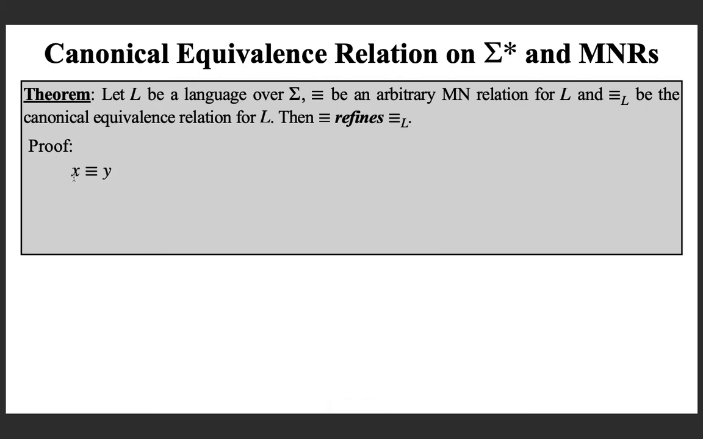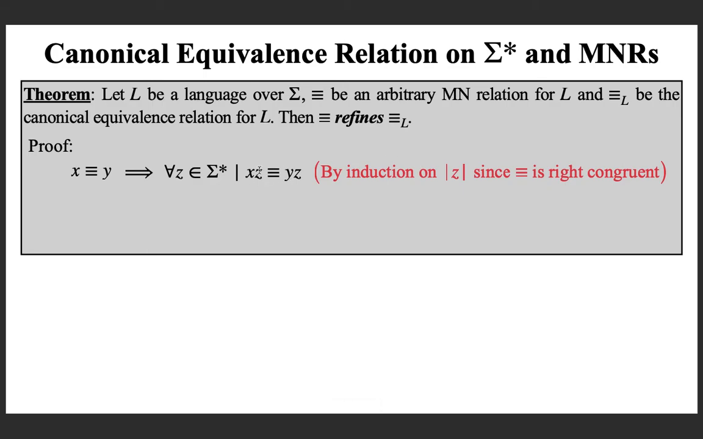Suppose x and y are related by the MN relation. So an arbitrary relation is given, that is this one. Suppose x and y are related. Then you can say that for all z, xz is related to yz. Why? Because you know that an MN relation is right congruence. Then, using induction on the length of z, you can prove that xz is related to yz. Because whenever x is related to y, xa is related to ya, then you can prove that xab is related to yab. Similarly it goes, and it is easy to prove that xz is related to yz.